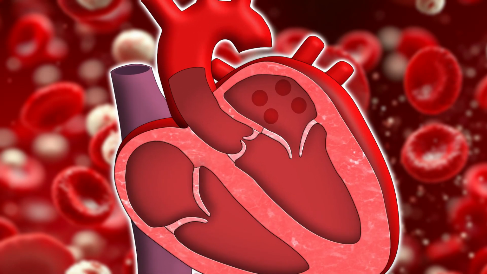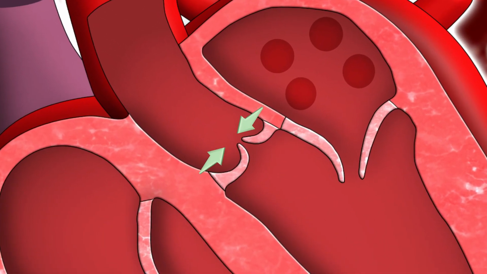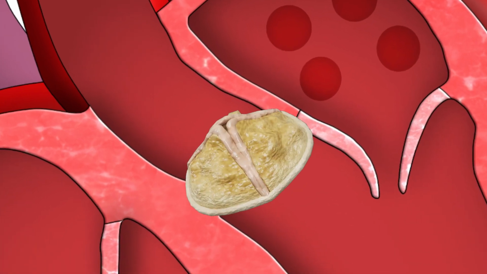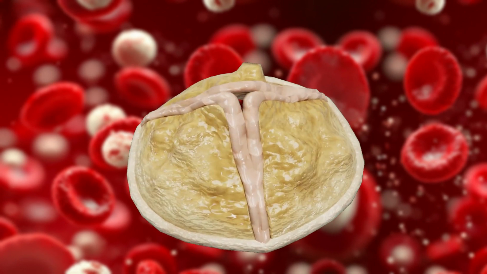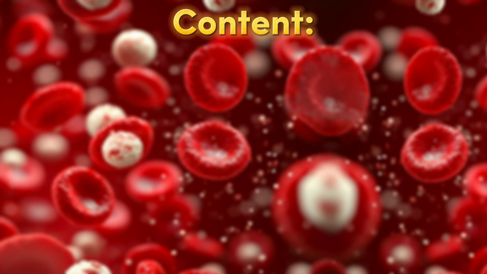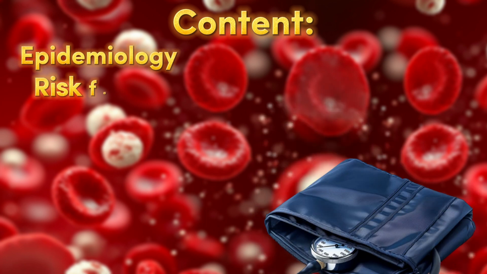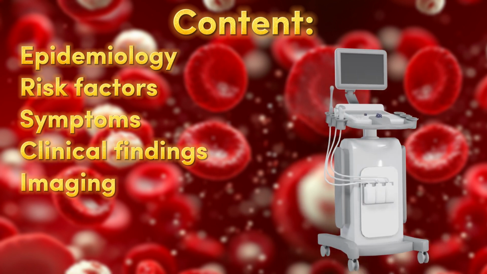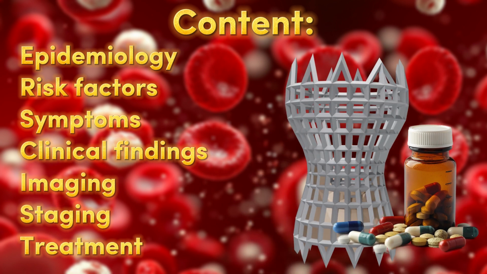Aortic stenosis occurs when the aortic valve narrows and restricts the blood flow from the left ventricle to the aorta. The narrowing is usually caused by leaflet sclerosis, causing thickening and stiffness. In this video, we will go through the epidemiology, risk factors, symptoms, clinical findings, imaging, staging, and treatment.